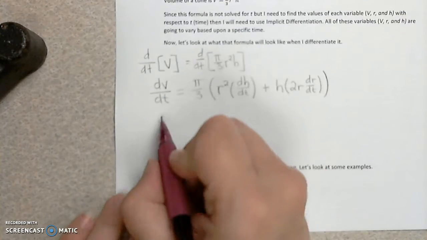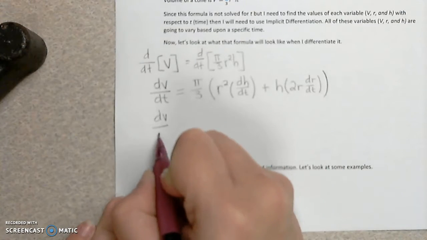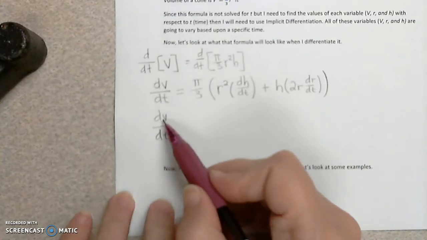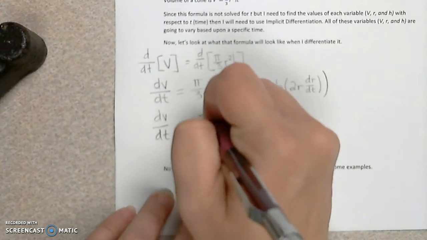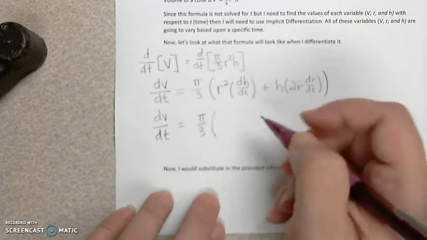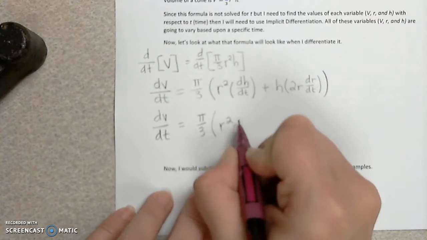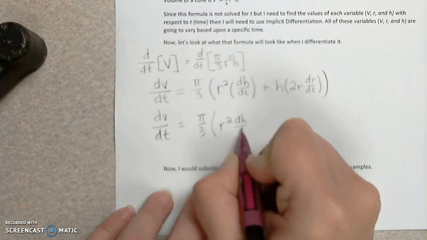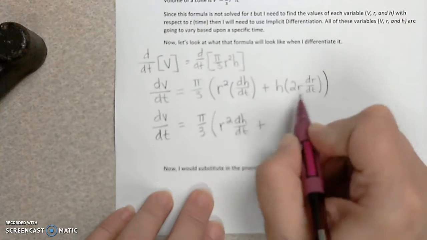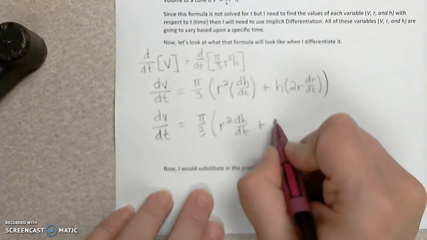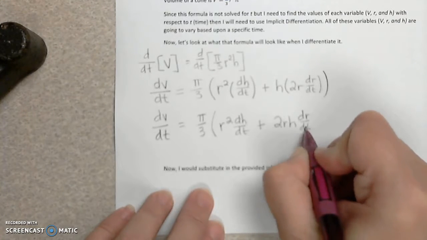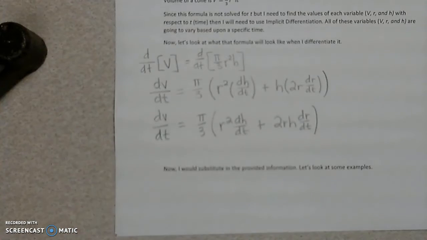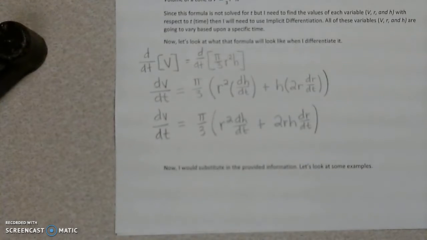Alright, then if I just do a little simplifying here, I can say that the derivative of V with respect to t would be pi over 3 times r squared dh/dt, and then I can put those two r and h's together, 2rh dr/dt. So that's going to be the derivative of my formula for the volume of a cone.